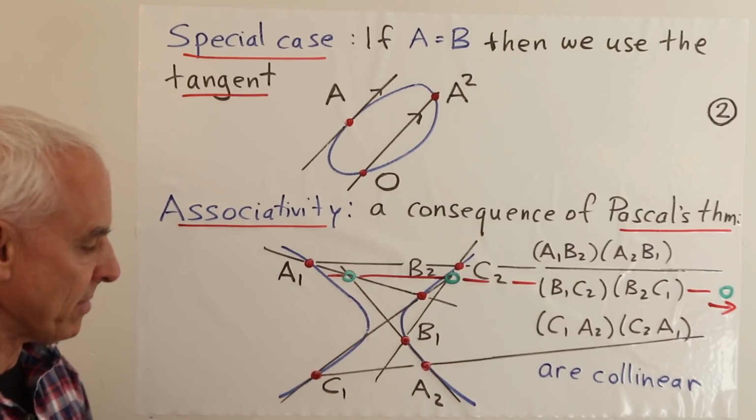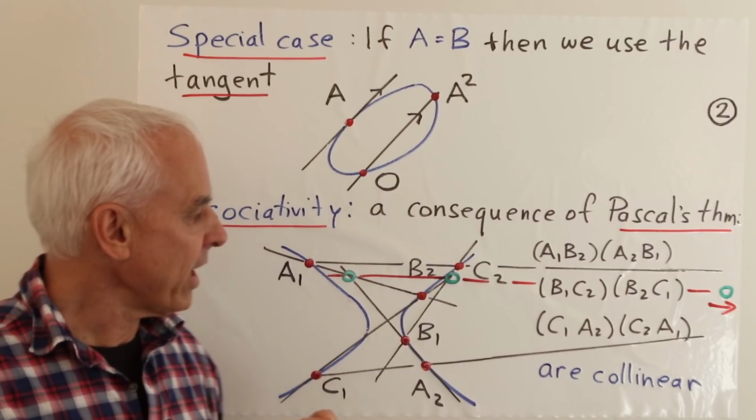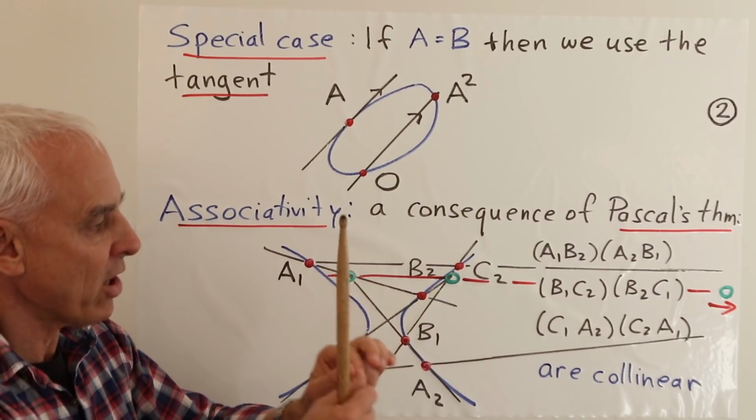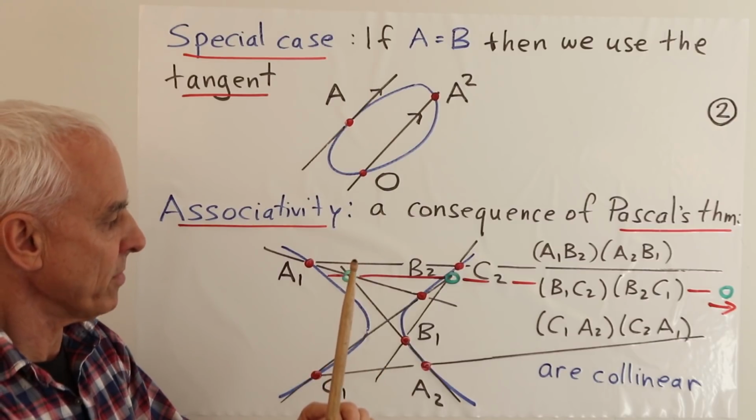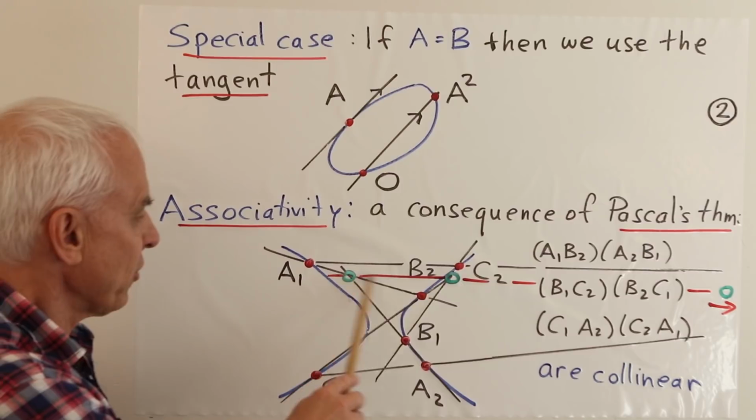And as this diagram suggests, it doesn't matter where these points are. Okay, so the theorem has to do with three auxiliary points which are formed. The claim is that these three auxiliary points are collinear. They're the ones in green here.